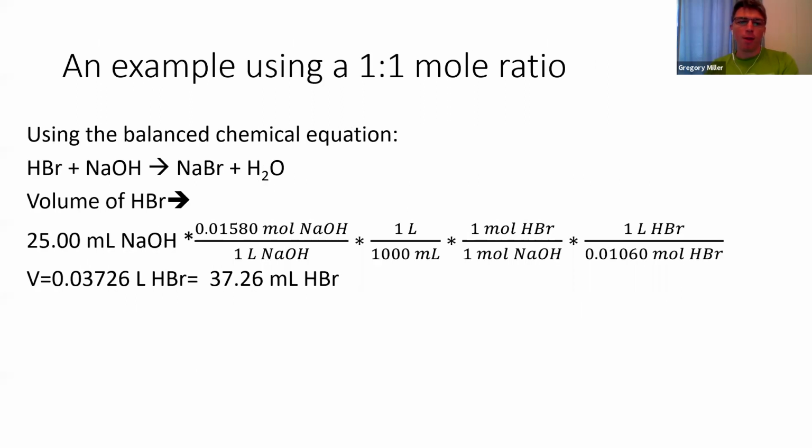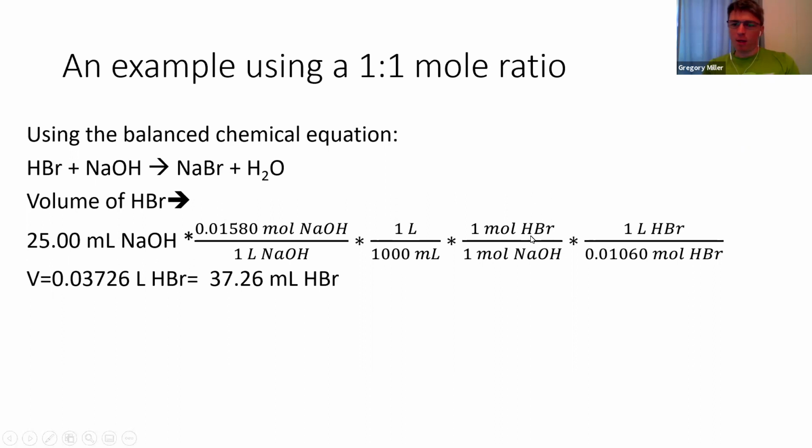So for example, similar to the calculations we did last week, if you're using a 1-to-1 mole ratio, for example, reacting HBr and NaOH, you have this chemical equation. If you know the volume of NaOH that you add and the molarity, in this case 0.01580 molar NaOH, you do all the dimensional analysis, you use your 1-to-1 conversion because there are no numbers written in front of HBr and NaOH. It is assumed to be a 1.